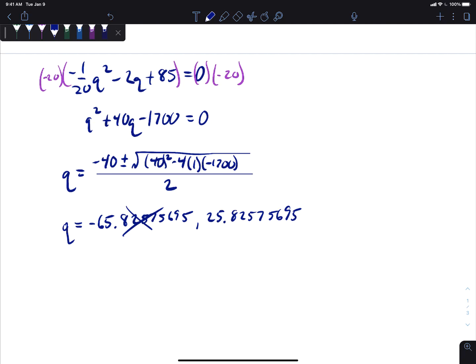Now, obviously, I need to get rid of that negative 65. The reason I need to get rid of it is because, frankly, there's no such thing as making negative 65 bikes in a week. But that 25.82 is a problem as well. We want to go ahead and round that to either 26 or round it down to 24, and we can't guarantee one or the other. So what we're going to do is test both of those, 24 and 25 and 26.